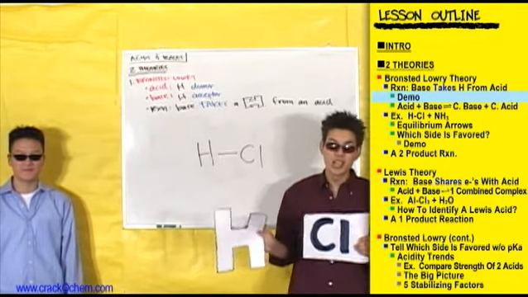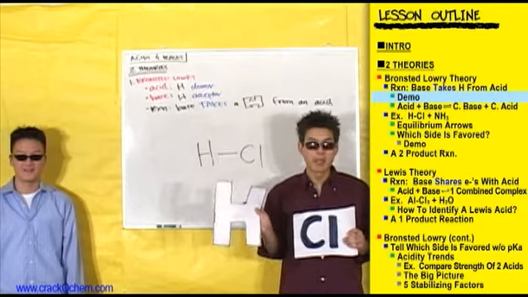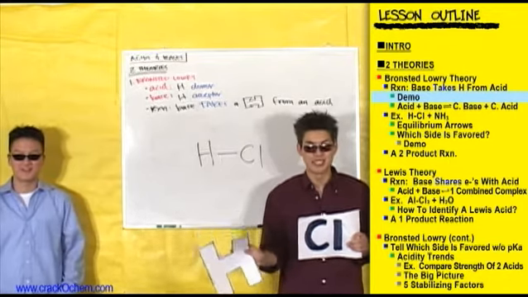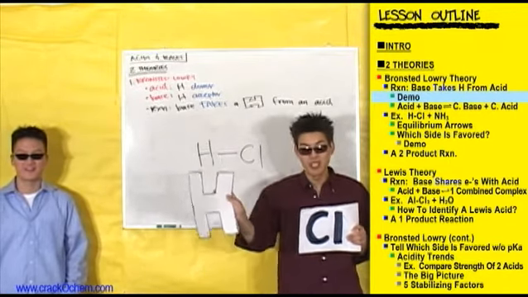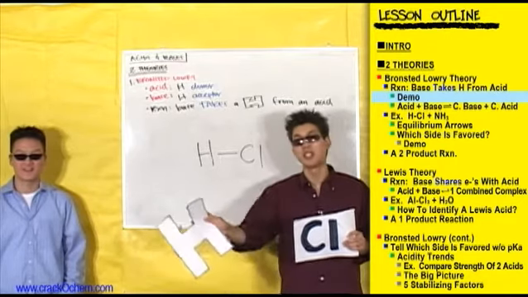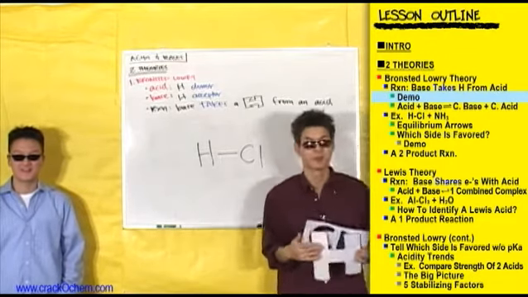So hopefully now, you guys, it should be painfully clear what an acid and a base is. An acid is anything with a hydrogen that can give it up. A base is anyone with a free lone pair that can accept a hydrogen, okay?